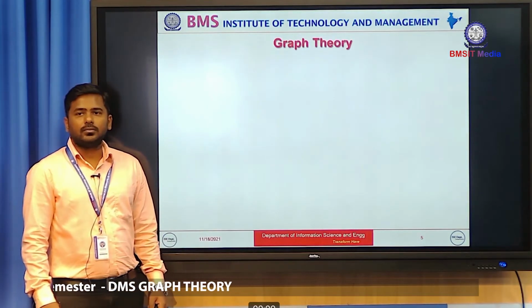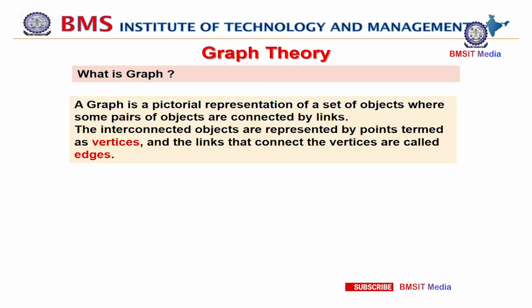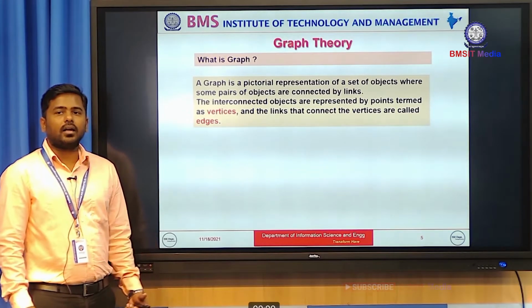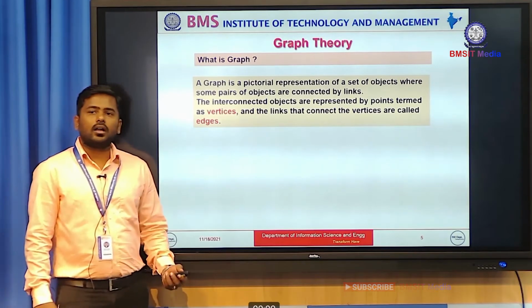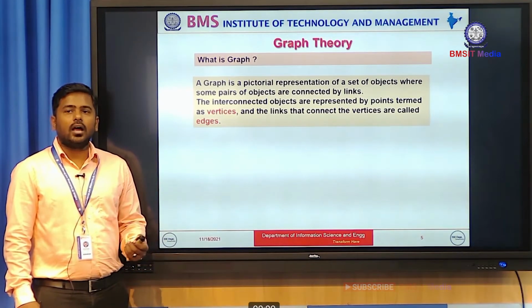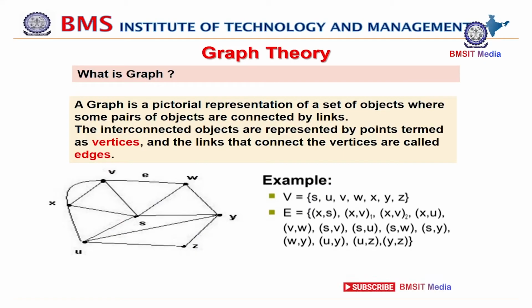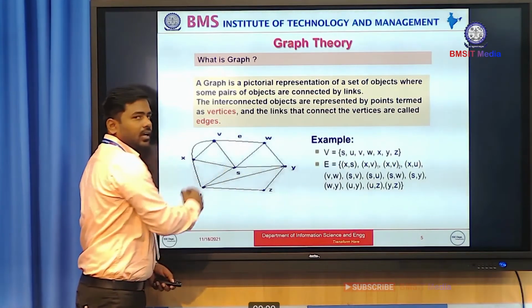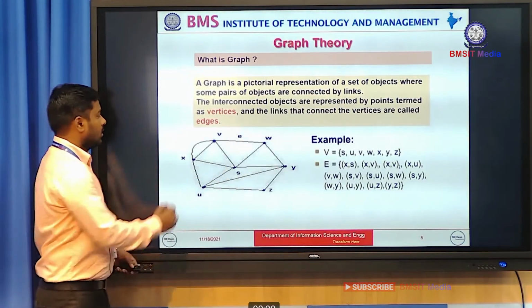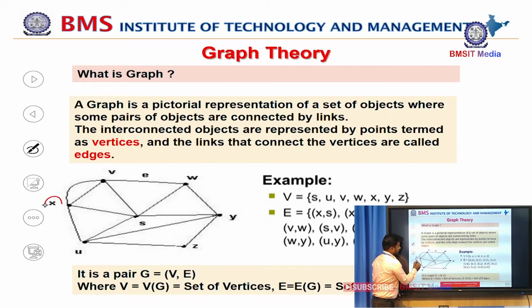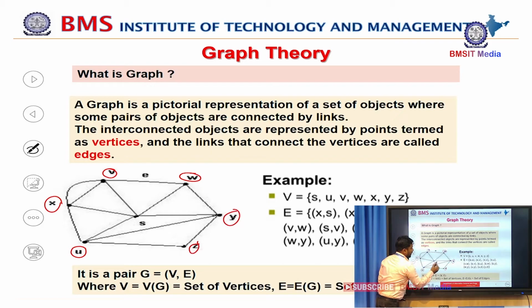So, we will begin with a simple definition. What is a graph? A graph can be described as a pictorial representation of a set of objects where some pairs of objects are connected by links. These interconnected objects are represented by points termed as vertices, and the links that connect the vertices are called edges. This is an example. You can see the diagram. Okay, this is a graph. This graph has a set of vertices. You can see these are the vertices x, v, w, u, z, y, and s.